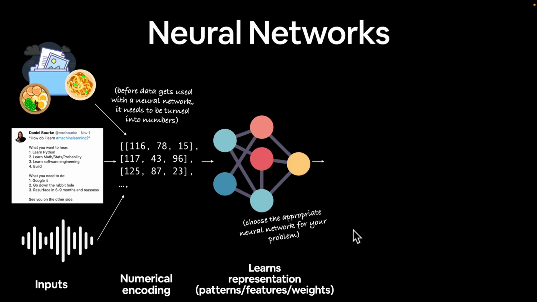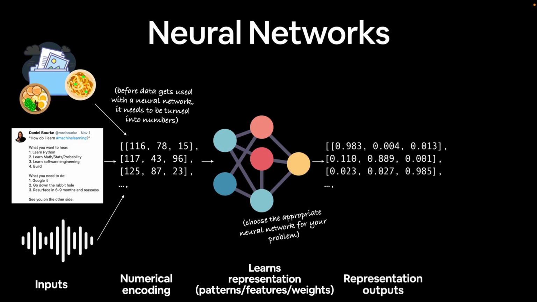And then where do we go from there? Well, we've got some sort of numbers, numerical encoding, turned our data into numbers. Our neural network has learned a representation that it thinks best represents the patterns in our data, and then it outputs those representation outputs, which we can use. And often you'll hear this referred to as features or weight matrix or weight tensor.